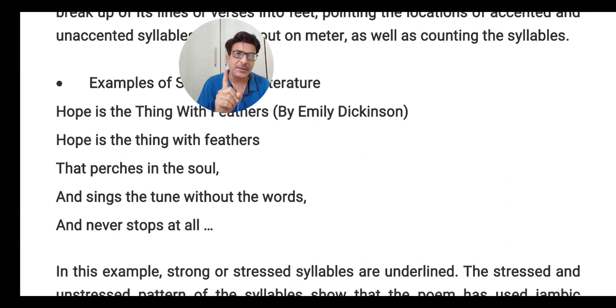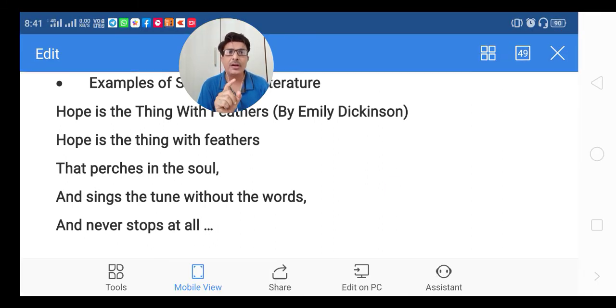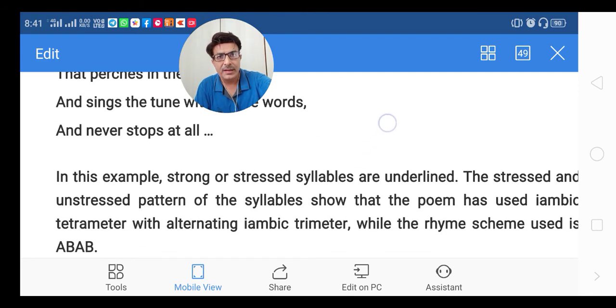Those syllables which are stressed, the strong syllables, you can mark with a small dash on that syllable. And the syllable which is not stressed, which is unstressed or weak, you can mark with a half circle on that particular syllable.